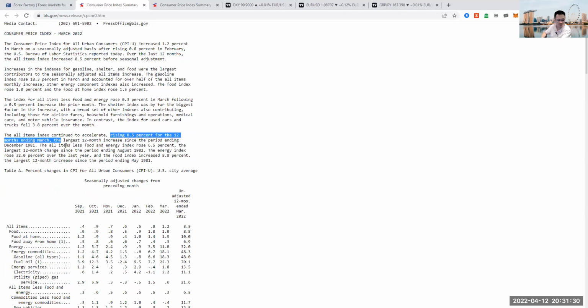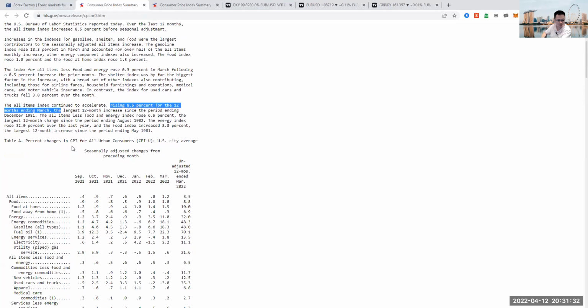So month on month, they went from 8.5. It was previously, I think, 7.9. So we did see an increase in the year on year, and also the month on month, but it didn't increase more than expected, right?